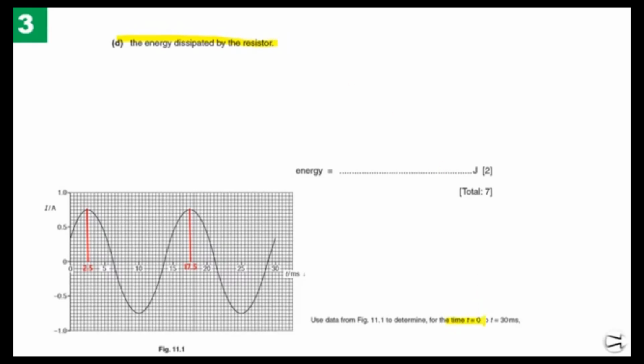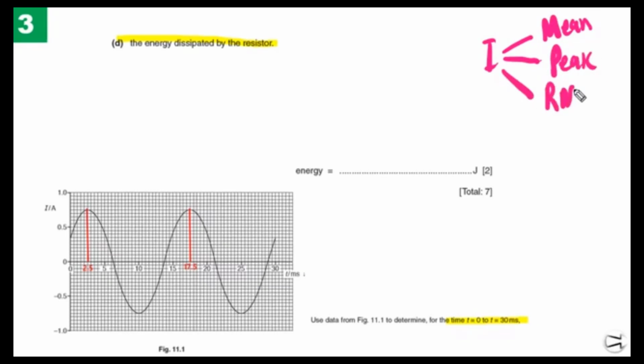Time is from t equal to 0 to t equal to 30 milliseconds, and resistance is also given to us, and current is also given. But for current, actually we have 3 different values. Those are given to us. The first value is the mean value, and the mean value is equal to 0. The second one is the peak value and the third one is the RMS value. So which value of current do we have to use to calculate energy dissipated by the resistor?